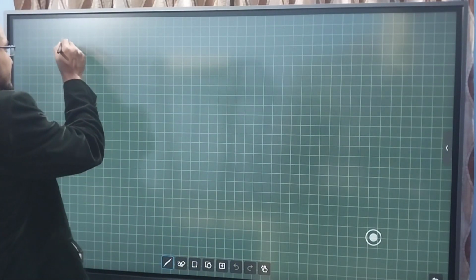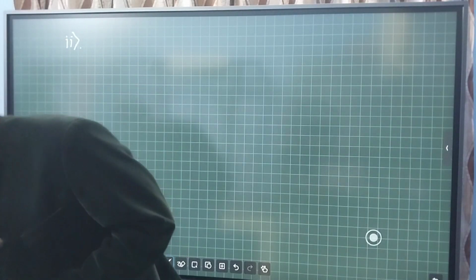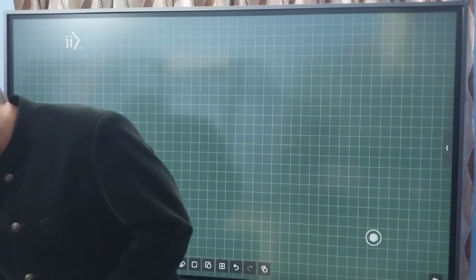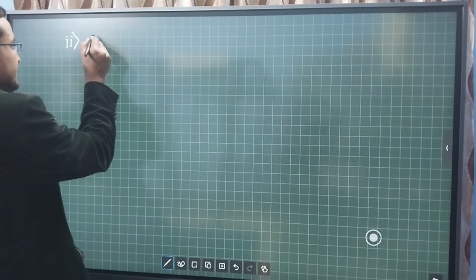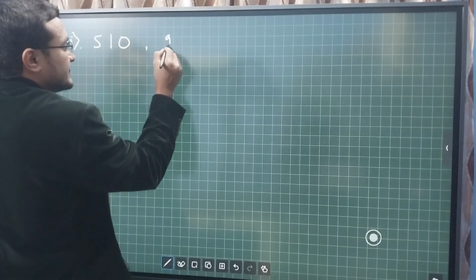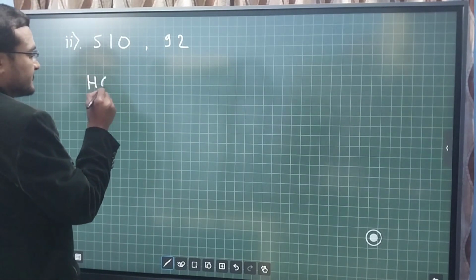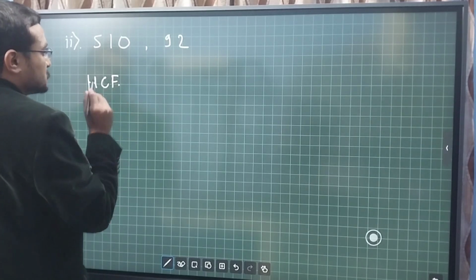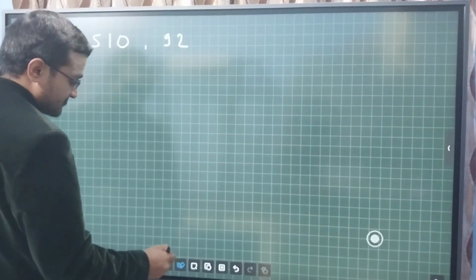So coming to the second question, here they have given 2 numbers, that is 510 and 92. First I will write that. 510 is one number and 92 is another number. Now we have to find the HCF of these 2 numbers. In order to find the HCF, first we have to factorize these 2 numbers.